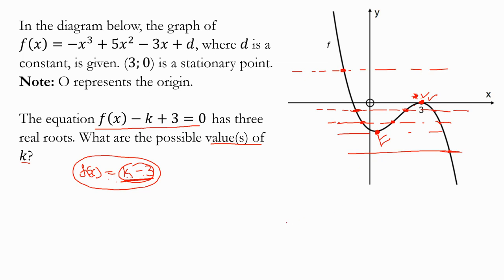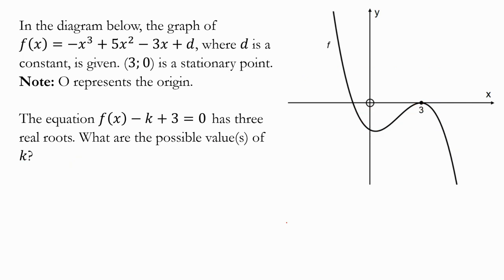So now, let's go back to our question. We say that the equation f of x minus k plus 3 is equal to 0 has three real roots. What are the possible values of k? We said we need to get the coordinates of the turning points. How do you get the coordinates of the turning points? We need to differentiate. After differentiating, we'll get the x coordinates of the turning points, and then we substitute those x coordinates into the function. Some of these things we have done already.